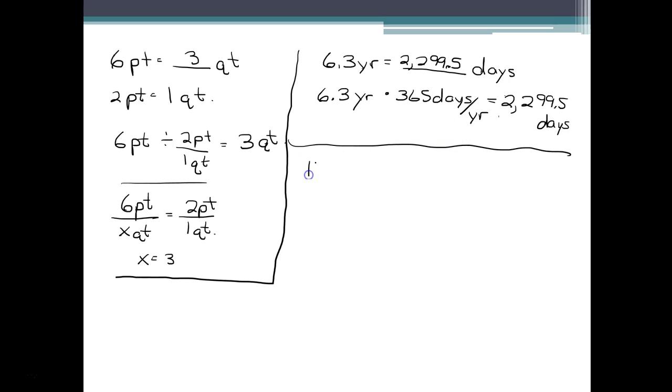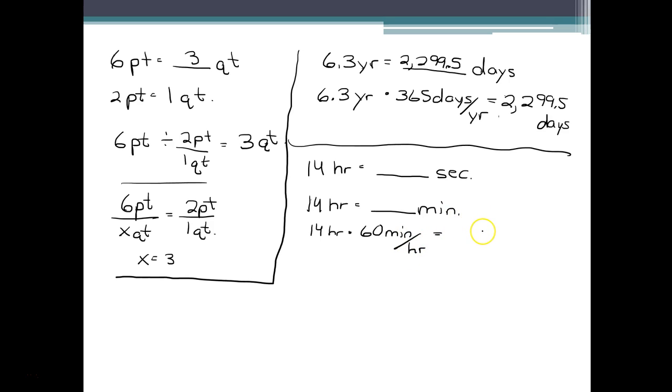All right, last one. Let's take 14 hours and figure out how many seconds that is. On your chart, it doesn't give you a conversion factor for hours to seconds, but it does give you hours to minutes and minutes to seconds. So let's figure out how many minutes are in 14 hours. Let's see, there's 60 minutes in an hour. We're going from larger to smaller, so multiply. The hours will cancel out, and we're left with 840 minutes.